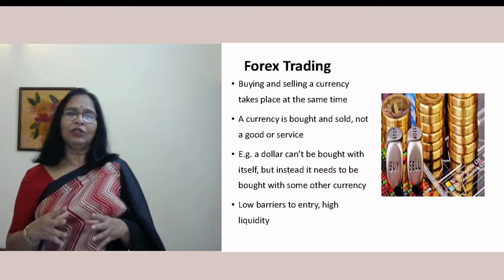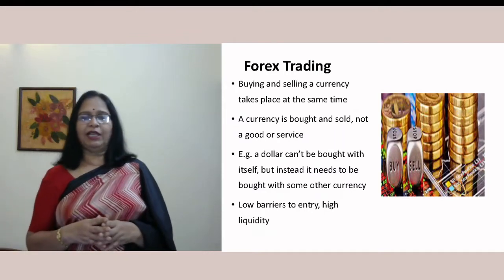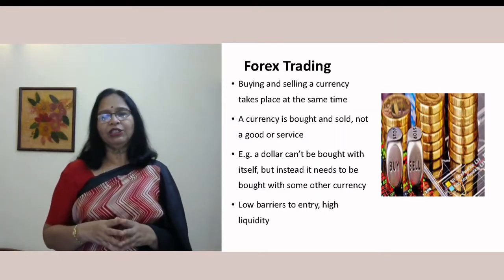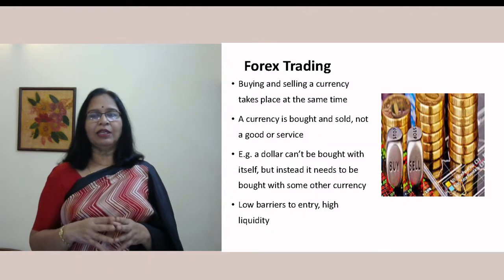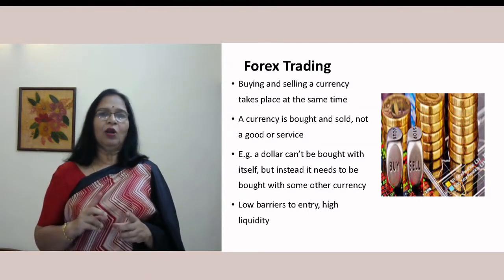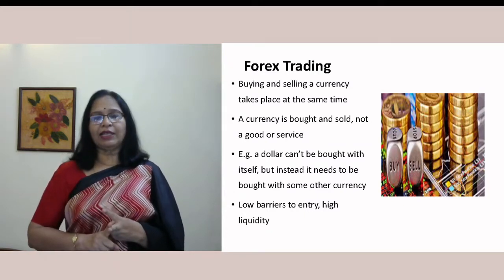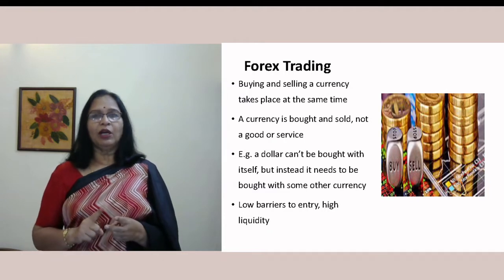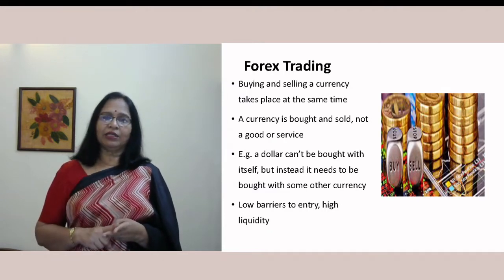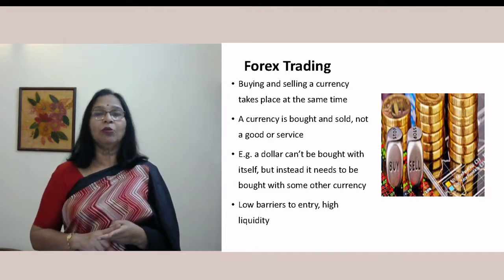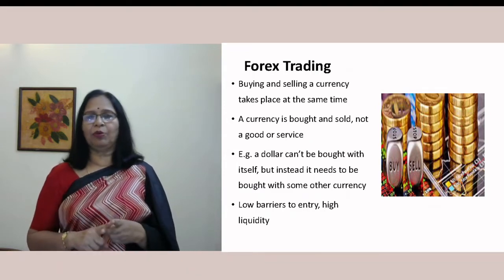Now let us see how foreign exchange trading actually takes place. In a foreign exchange market, there are two activities happening. One is buying and one is selling of currency. So, a currency is bought and a currency is sold, but there is no commodity in between. Only currencies are bought and sold.